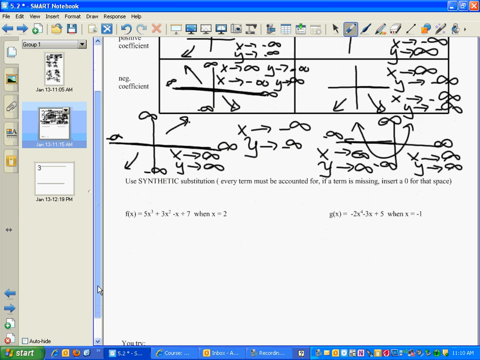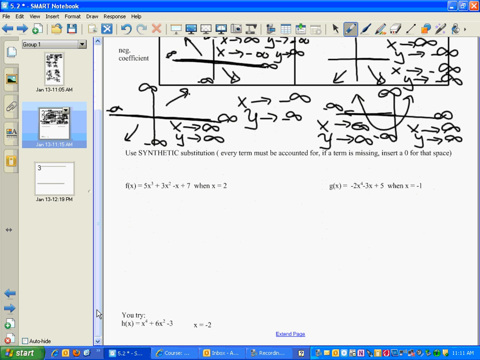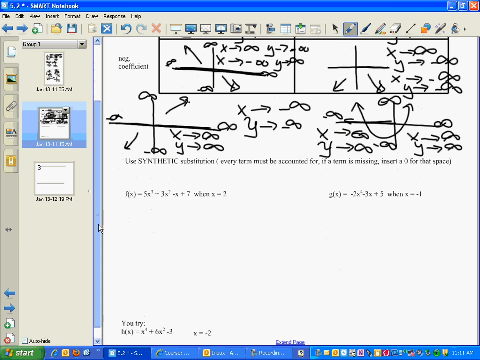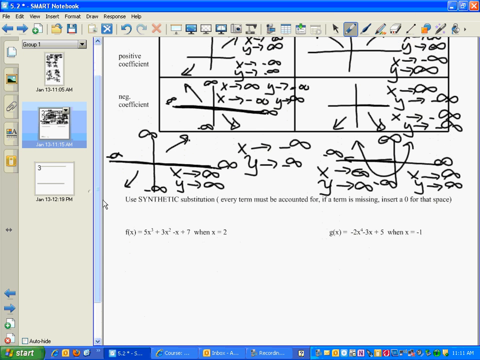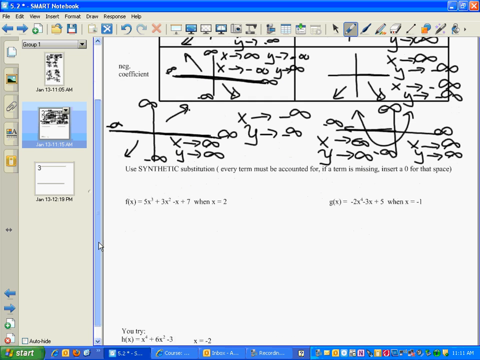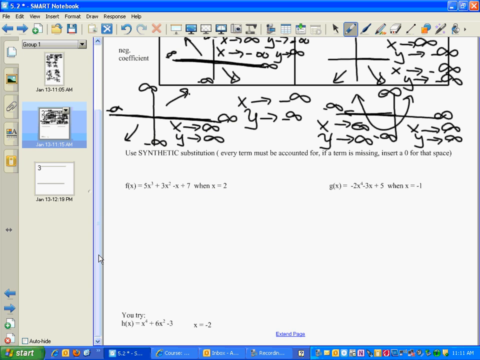Okay, synthetic substitution. The y's are both negative. But, yeah, as I go right, I go down. As I go left, I go down. Okay, we've never done synthetic substitution.